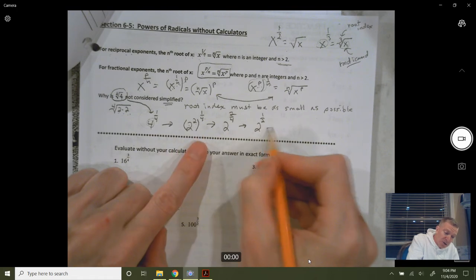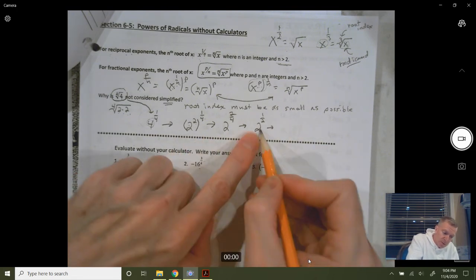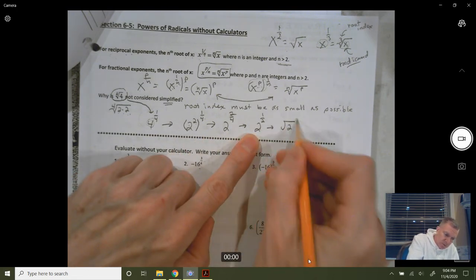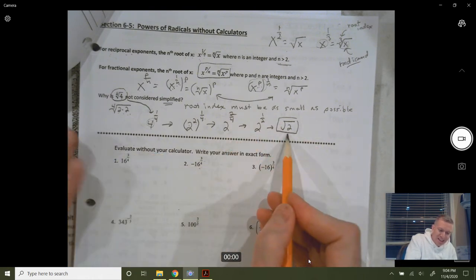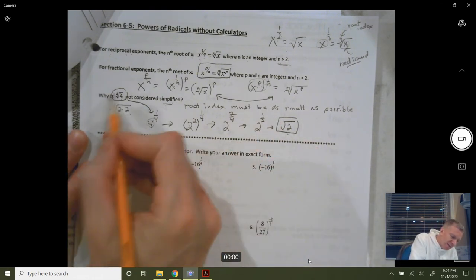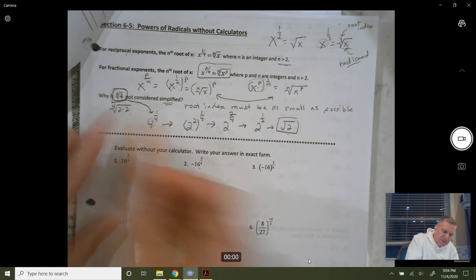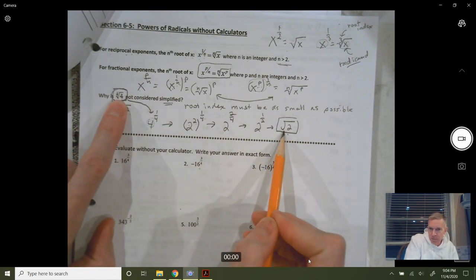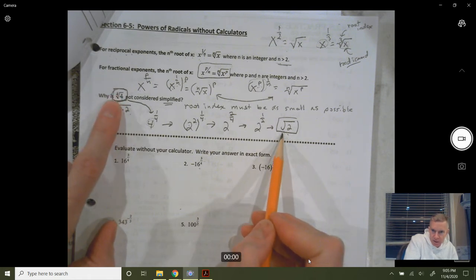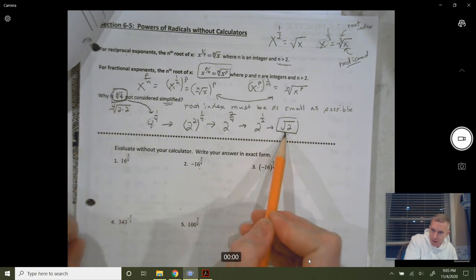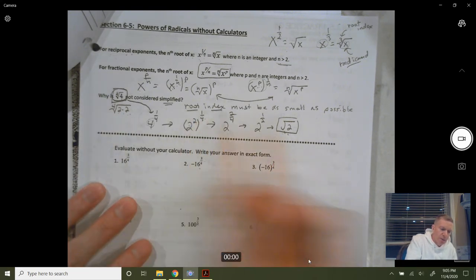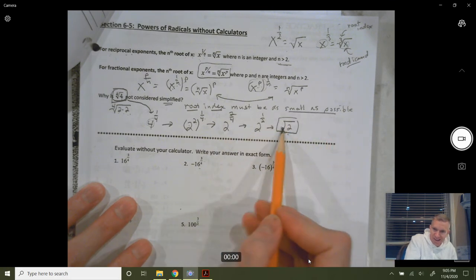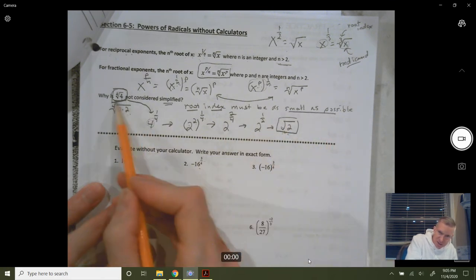And now we can turn it back into a radical. Square root of 2. I think you'll agree that that's more simplified than this, although both of these things are equivalent. Okay, they give you the same value. You can try plugging this into your calculator and this into your calculator, and you'll get the same exact answer. This one's more simplified. The reason it's more simplified is because your root index is as small as possible. Here, your root index is 2. Here, your root index is 4.